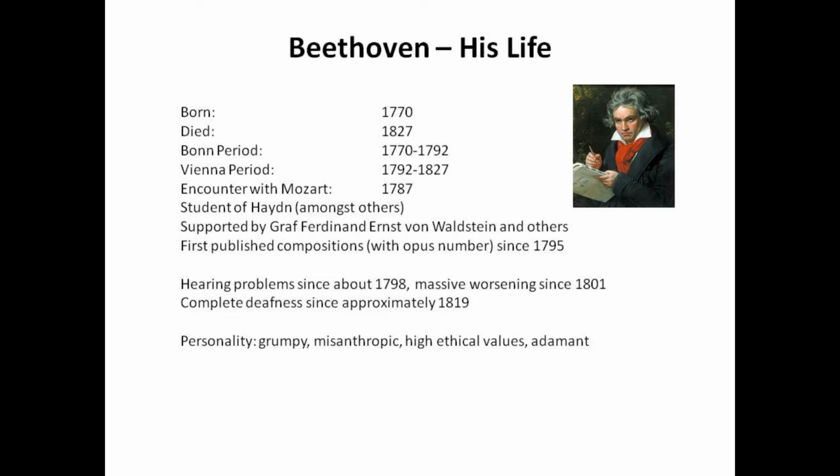His hearing problems began in fact quite early, being only 28 years old. However, these problems did not become serious until the year 1801, and they led to complete deafness in approximately 1819. His personality was described by contemporary witnesses as grumpy, misanthropic, having high ethical values, and being adamant.